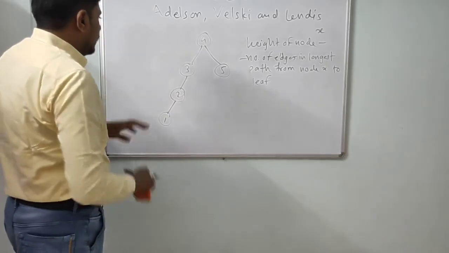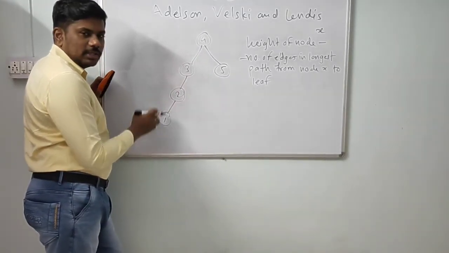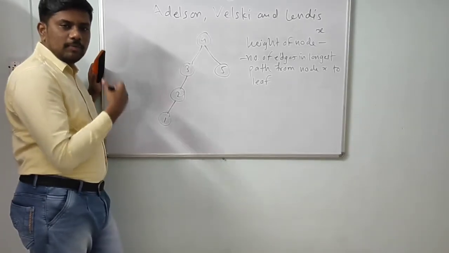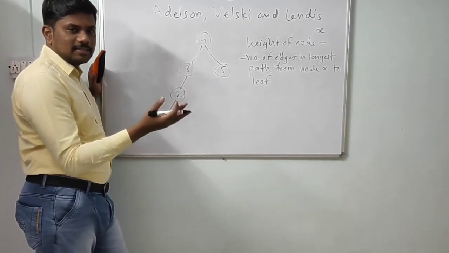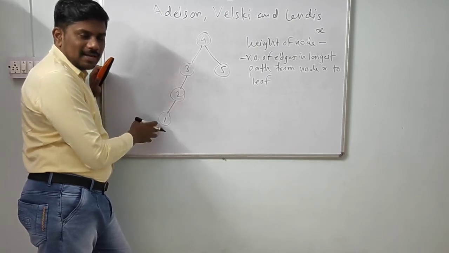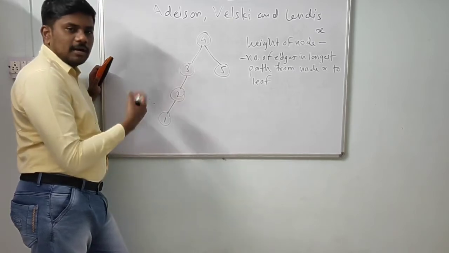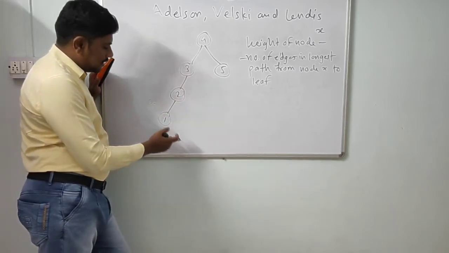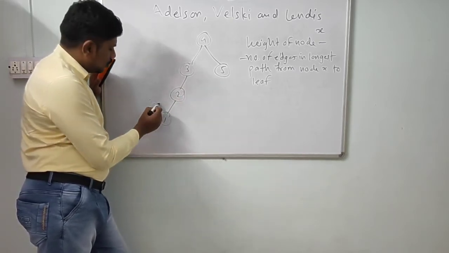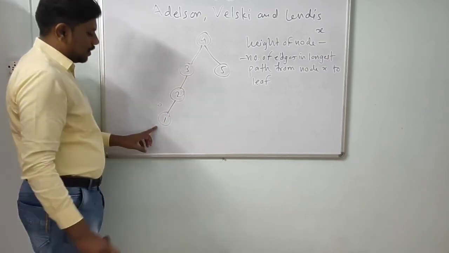Now the balance factor. What is the balance factor of this one? What is the definition? Balance factor equals height of left subtree minus height of right subtree. Is there any left subtree for this one? No. So the height of the left subtree is 0. And the height of the right subtree? Again there is no right subtree, so 0 minus 0. So 0 is the balance factor for 1.